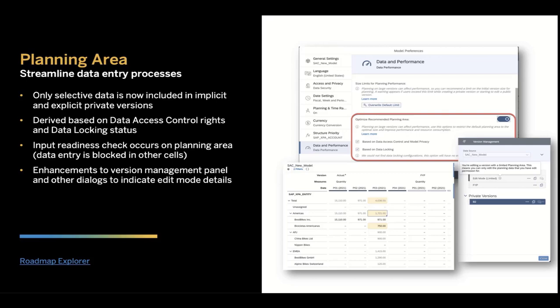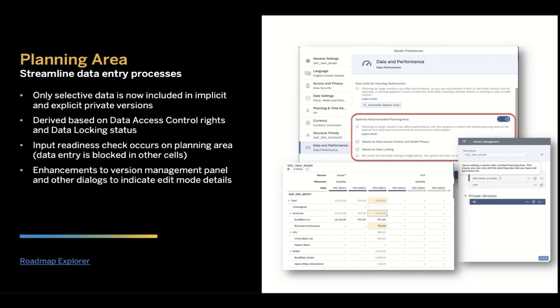We can enable planning area in the model preferences, and then we can define what bounds the planning area. And that can either be based on data access controls and model privacy, and/or based on data locking. In addition to optimizing resource usage on a given customer system, the planning area provides a couple of key benefits for the end user. Firstly, it improves the time it takes for a user to go into edit mode for a public version, especially for larger data sets, and also the time it takes to create an explicit private version.